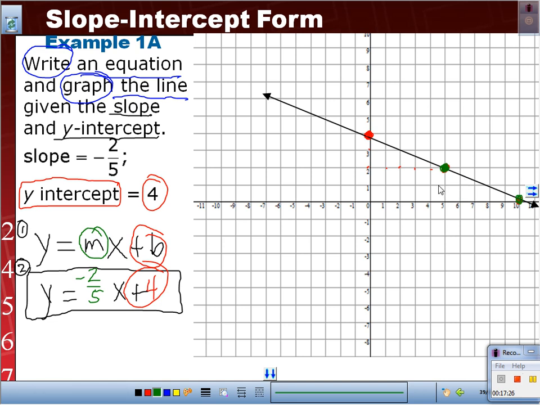Slope. What is negative divided by a negative? Yes, we never go to the left. We always go to the right?